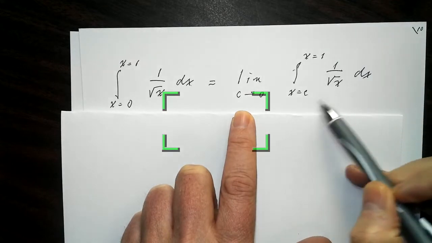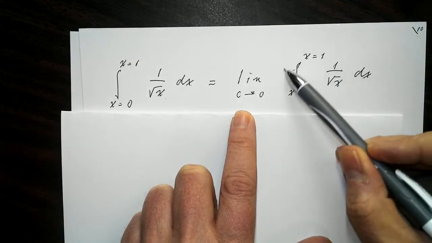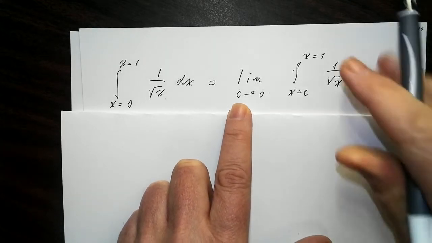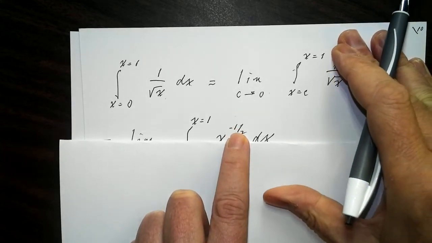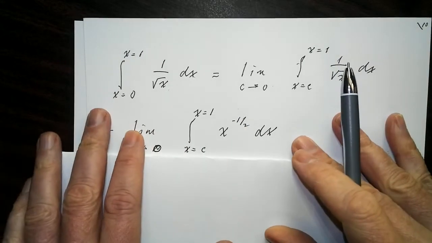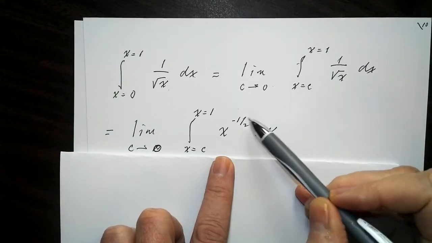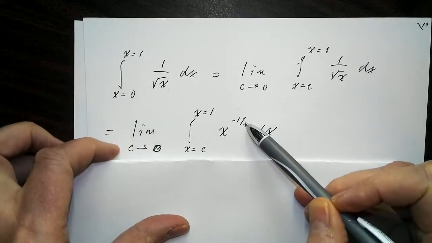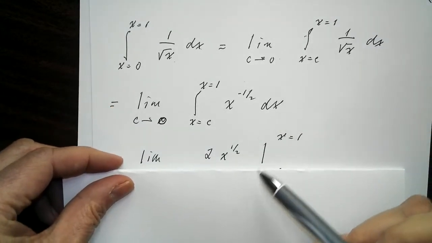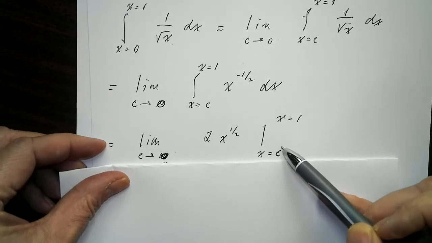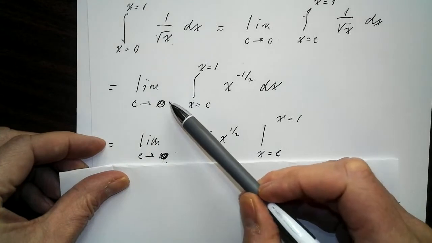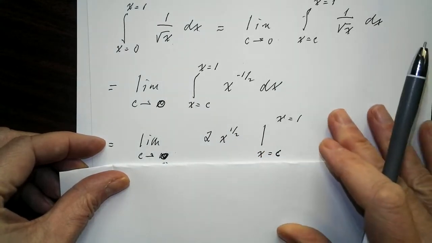We're going to do exactly what we did in the preceding approach. We're going to evaluate this. We're going to get a formula in terms of c, and we're going to ask ourselves what happens to that formula as c goes to 0. Now this is the same as x to the minus 1/2. We're going to integrate this by using the power rule. The power rule says that the antiderivative of that would be 2x to the 1/2. We're going to evaluate that at x equals 1 and x equals c and subtract. Notice how I'm still putting the limit at each stage right here.